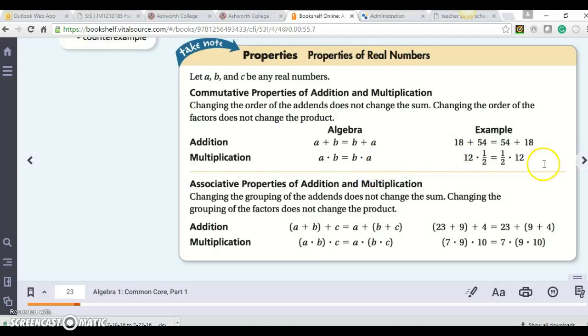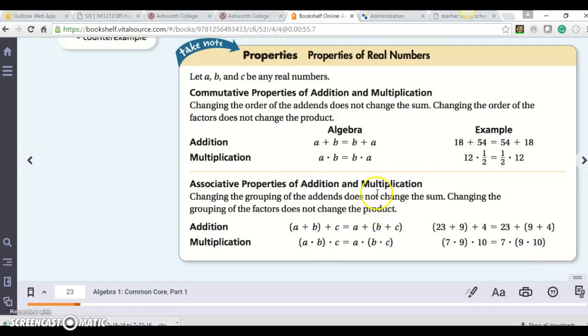Associative property of addition and multiplication says changing the grouping of the additives does not change the sum, and changing the grouping of the factors does not change the product. So for addition, I have A plus B, in parentheses, plus C, and if I just change where my parentheses are, it's still equal. For multiplication, again, if I just change the grouping, it's the same thing.